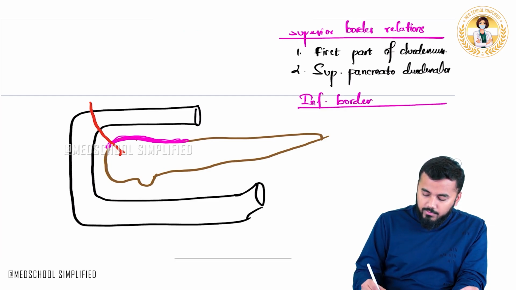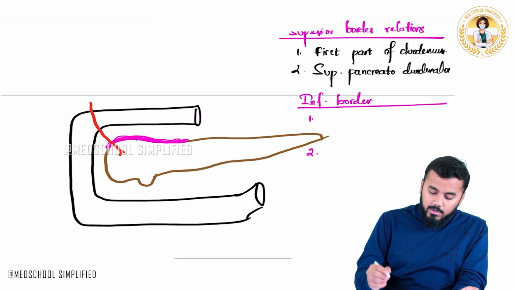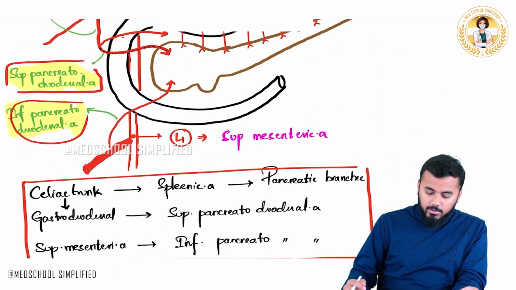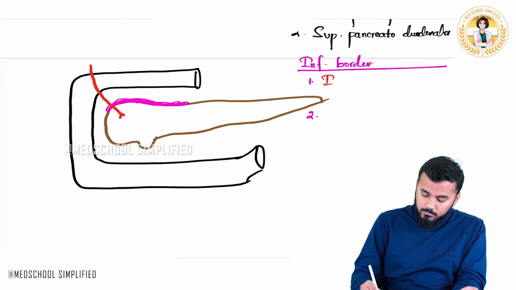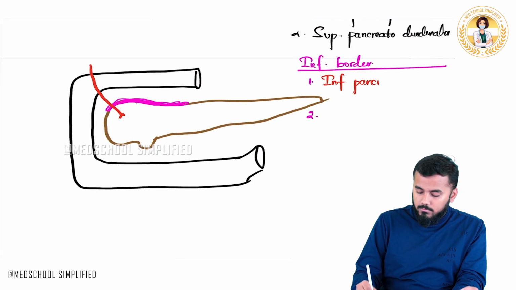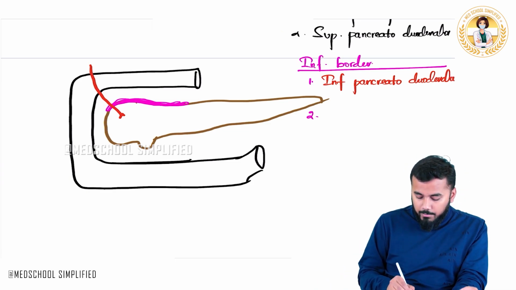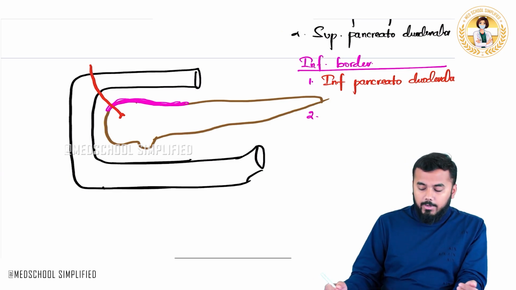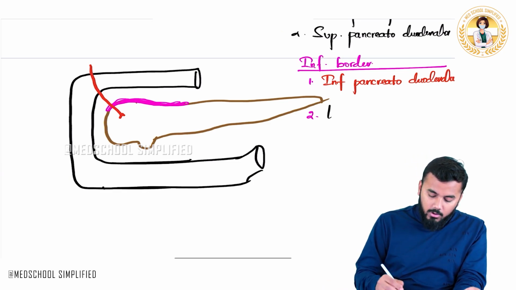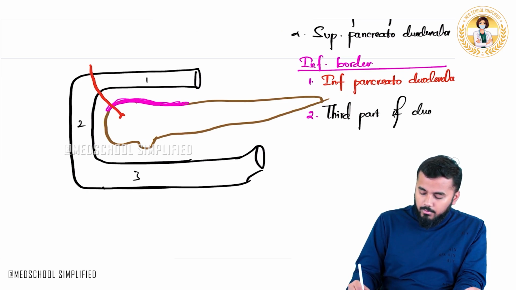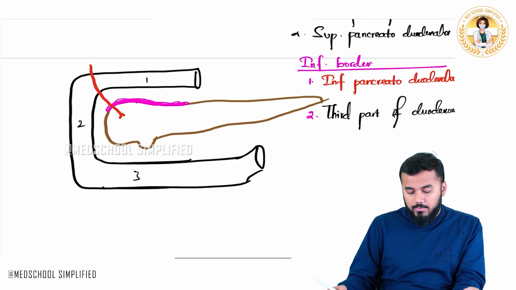Next important thing, after the superior border, we have to discuss the inferior border. What are the relations of this inferior border? Again, we have got two. Out of this, one you might already know now. That is your inferior pancreato-duodenal artery. And not only the inferior pancreato-duodenal artery, you even have the lower part of the duodenum, the lower horizontal part. This is 1, 2, 3, right? This is called the third part of the duodenum.